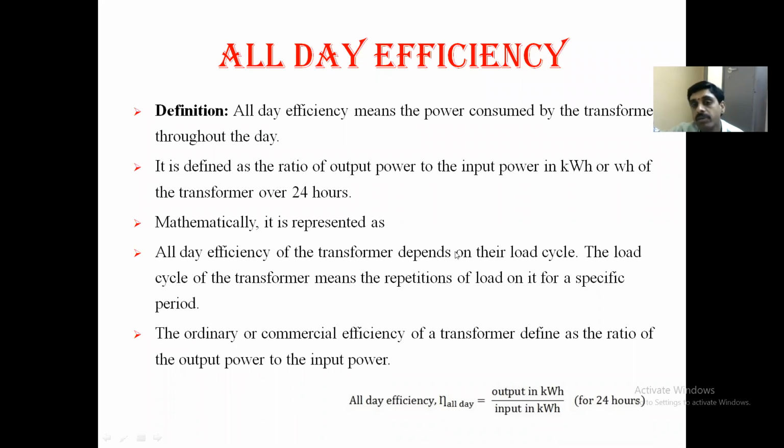All day efficiency of a transformer depends upon the load cycle. Because we know from morning to next day morning, there are peak loads, light loads, etc. So these load cycles have to be considered. So all day efficiency is mainly related to those loads. The load cycle of a transformer means the repetition of the load on it for a specific period. Ordinary or commercial efficiency of a transformer is defined as the ratio of output power to input power, simply some kilowatts. But all day efficiency is considered on an hour to hour basis. So how the load is varying.